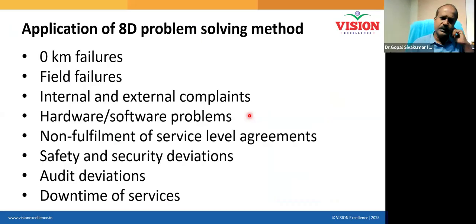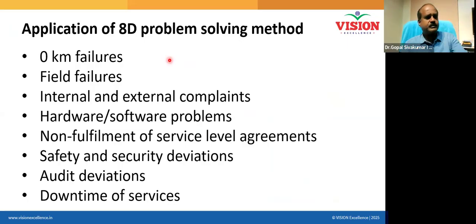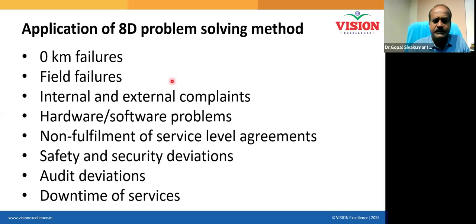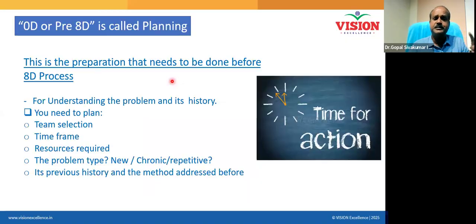And some examples of the problems or the failures. Zero kilometer failure. Zero kilometer failure means even before releasing the product, a failure is observed. Yes or no? So before releasing the product, the failure is observed. And so many different types: internal complaints, external complaints, non-fulfillment of service level agreements and all that.